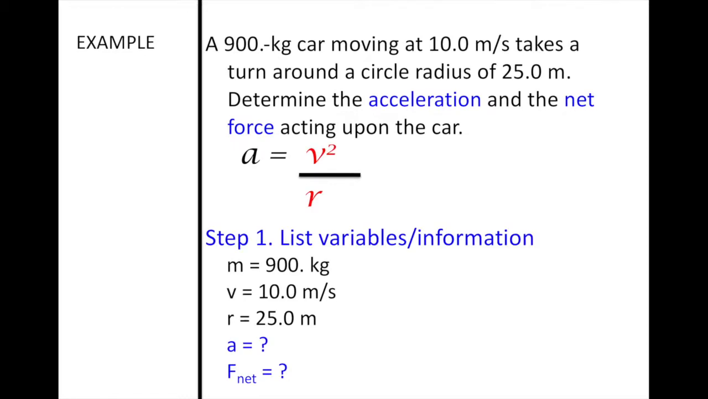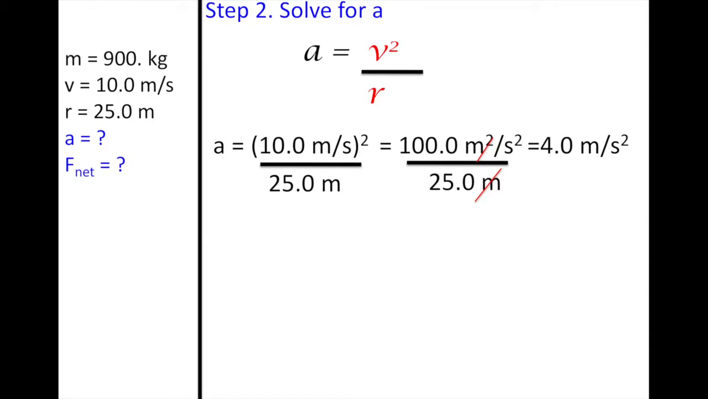So we know that the acceleration equals v squared over r. First step that you want to do is just to list the variables and the information that you know. Here we have mass equals 900 kilograms. We have the velocity being 10 meters per second. The radius is 25 meters. We do not know the acceleration, and we do not know the net force, but we should be able to find both. Step 2 is to solve for acceleration.